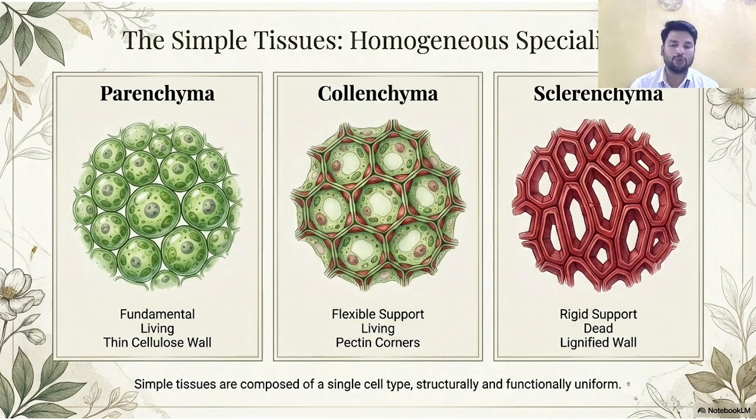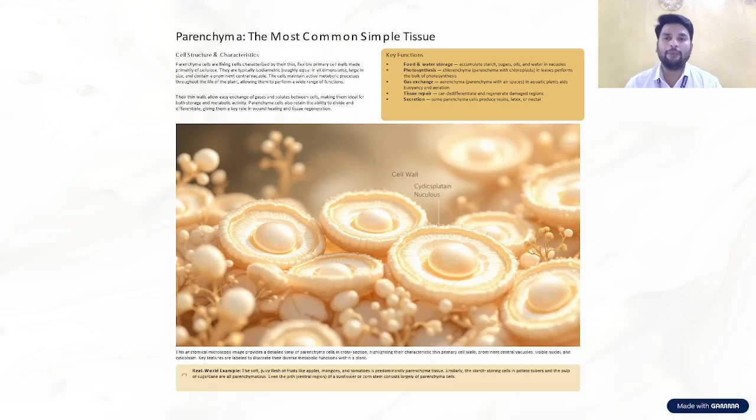Simple tissues are composed of a single type of cell, structurally and functionally uniform in nature. That's why they are known as simple tissues. The first one is parenchyma, the most common simple tissue. The cell structure and characteristics.